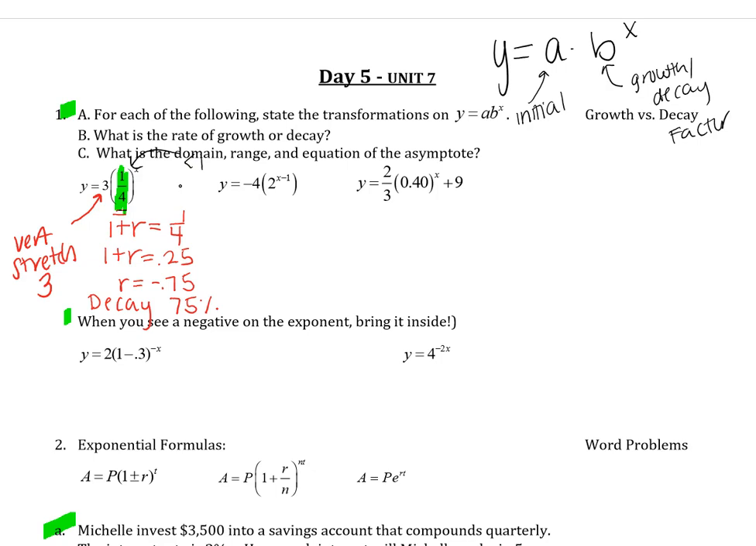Now, the domain of any exponential function is all reals, and the range is contingent upon the asymptote, which in this case there's been no shifting up or down, so your exponential function, granted it's a decay function, looks something like this if I were to plug it in my calculator. The y-intercept at 3. Okay, it's going to approach this asymptote at the x-axis, so therefore my range is from 0 to infinity.